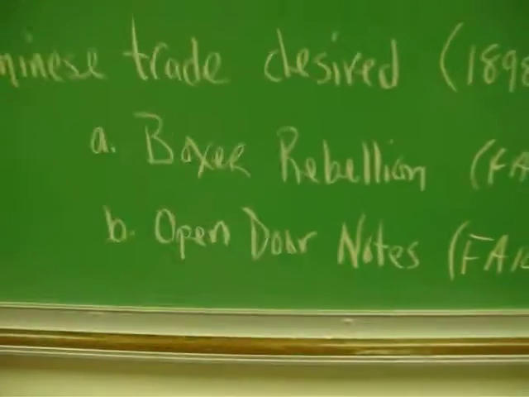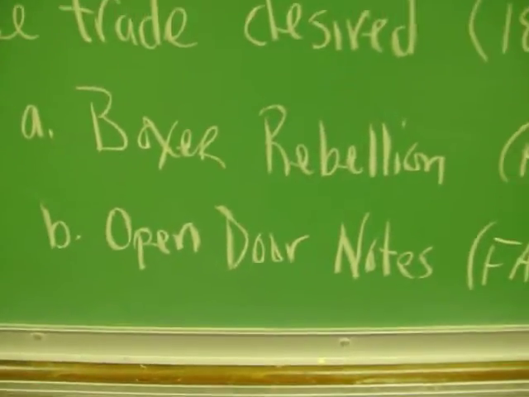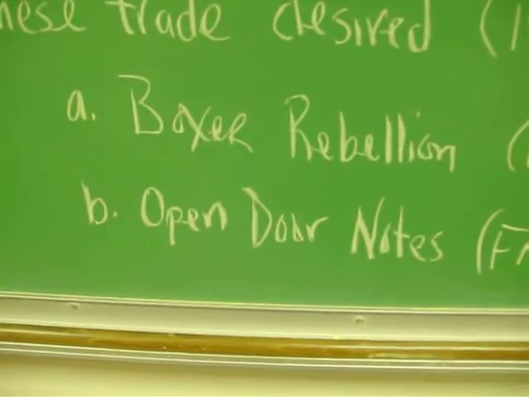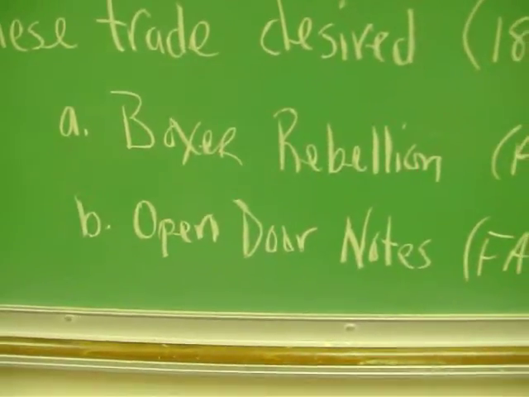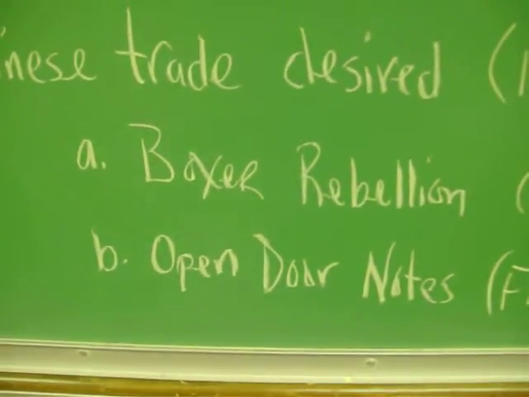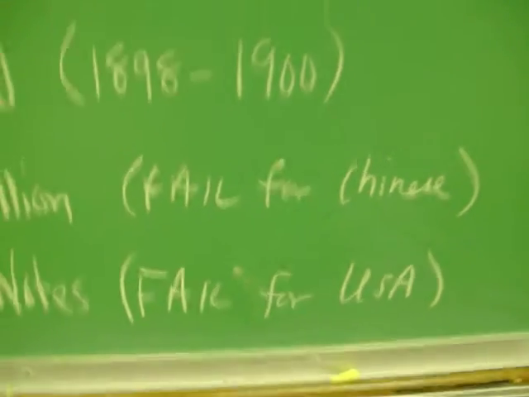We actually send something known as the open door notes. This is our open door policy. And we suggest to the nations that are already in China, would you let us trade? That's what the open door notes were. There were notes to countries like France and Britain and Germany. Would you let us into your sphere so that we can trade? And of course, it is a fail for the United States. All right? Nobody was actually going to do that.